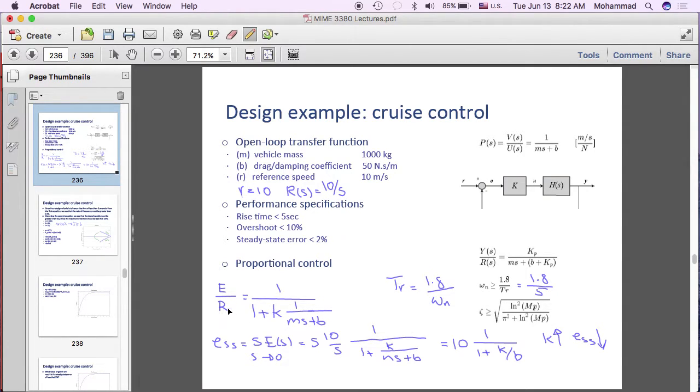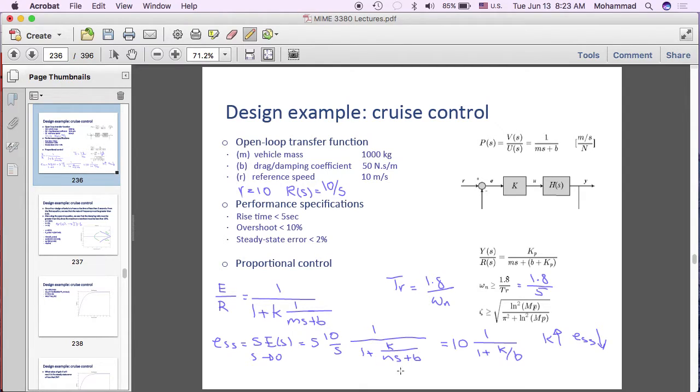And we need to specify R. So R is 10 over S because this is a step function with amplitude of 10. So if it was unit step, it would become 1 over S in Laplace domain. But since the value is 10, the Laplace transform of R of S is 10 over S. So we multiply that by the transfer function. And these two, when they get multiplied by each other, you get from it E of S.